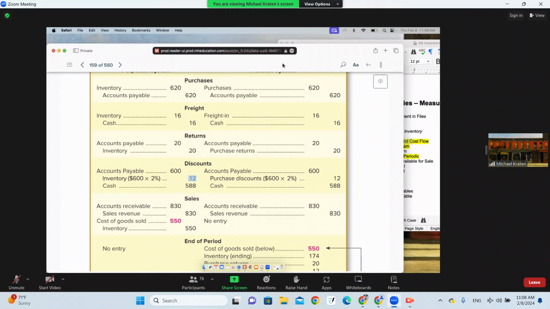Can you repeat that last part? Sure. I would have two journal entries. I would have two journal entries recording the agreement to give me the discount, debit payable, credit inventory 12. Then to record my payment of the discounted price, debit payable, credit cash 588.